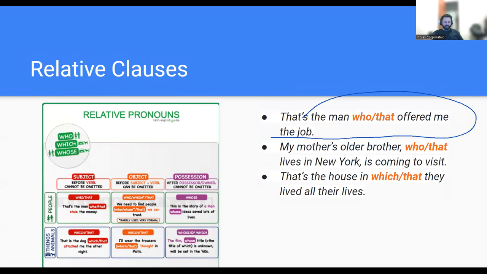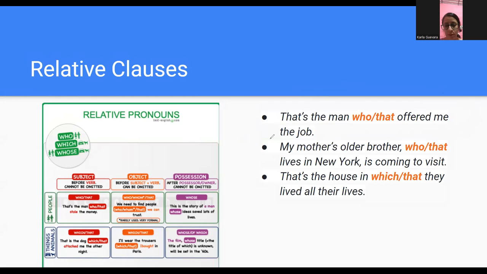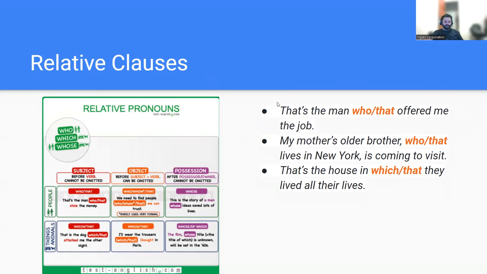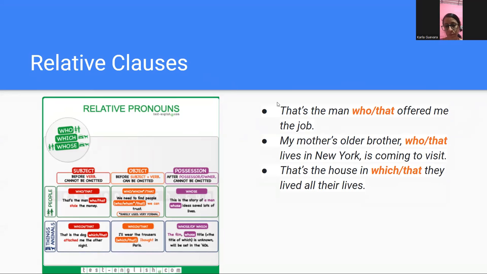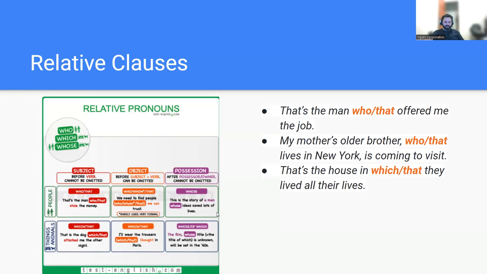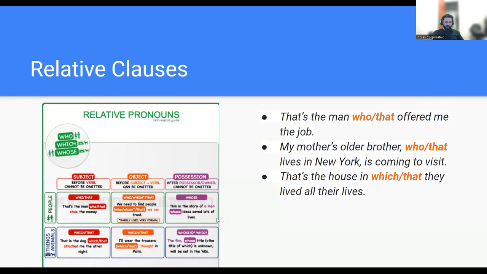For example, how would you identify that? Because they use who or that. Very good. And how do we call that? How do we call that, who or that? Relative pronouns. We call them relative pronouns, right? Very good job.